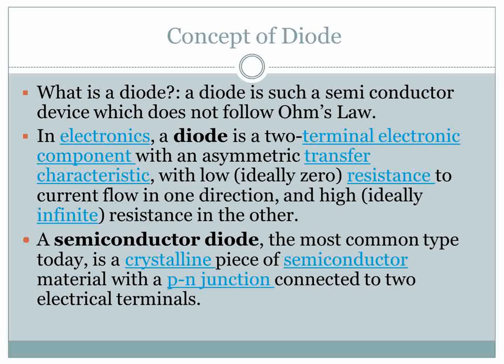Diode means it is a two-terminal electronic component with asymmetric transfer characteristic, with low resistance to current flow in one direction. Please do remember a diode allows only one directional current and has a high resistance in the other, meaning reverse bias. A semiconductor diode, the most common type, is a crystalline piece of semiconductor material with a p-n junction connected to two electrical terminals.